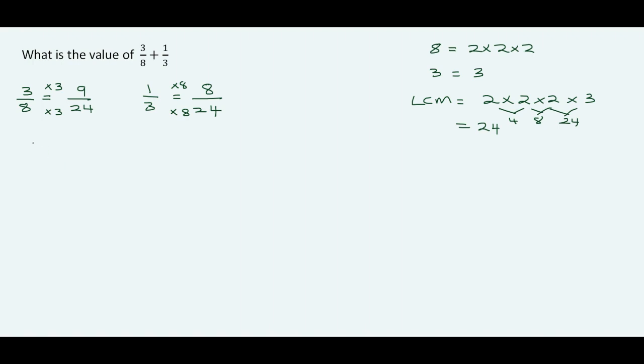So our new fraction is 9 over 24 plus 8 over 24. Now we have the same denominator, so we can add the numerators. So 9 plus 8 is 17. And then our denominator is 24. Here we cannot further simplify, so this is our final answer.